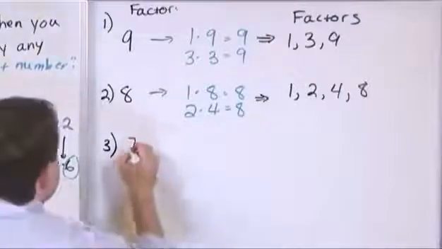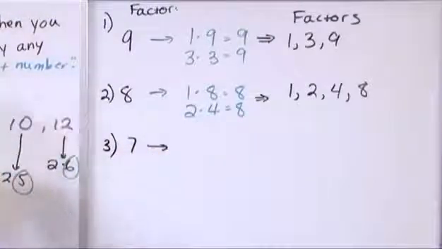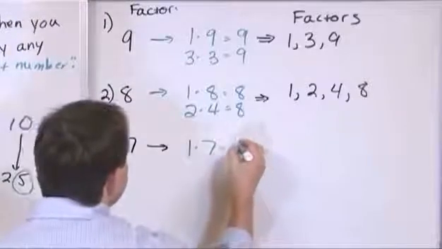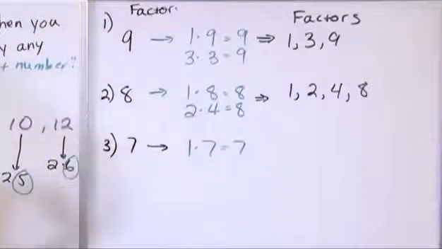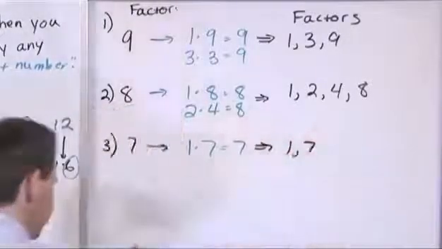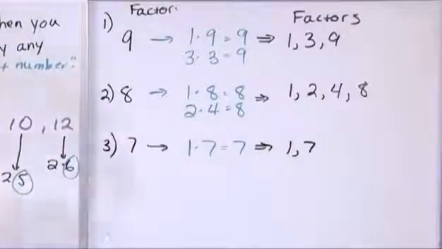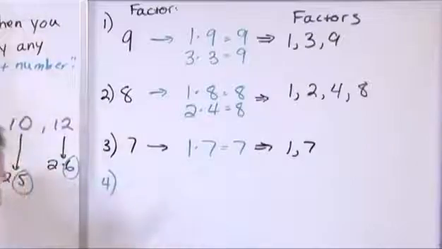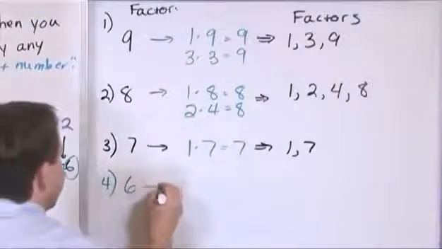Next number, 7. What can be multiplied together to give you 7? Well, I think there's only 2 numbers here that can be multiplied together to give you 7, and that's it, 1 and 7. There's nothing else. So the factors are 1 and 7. Those are the 2 numbers that can be divided evenly into the number 7. What else? Let's look at the number 6.